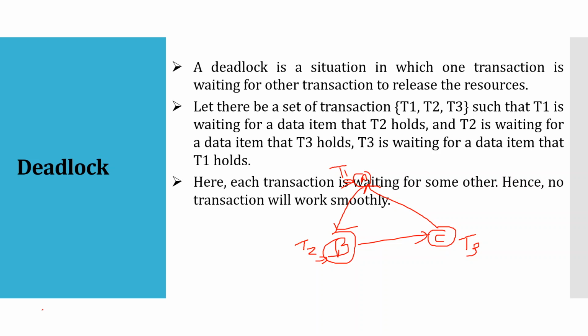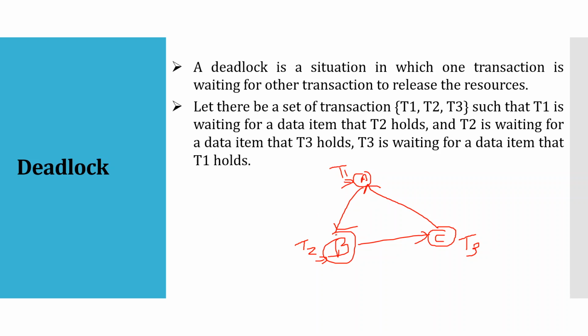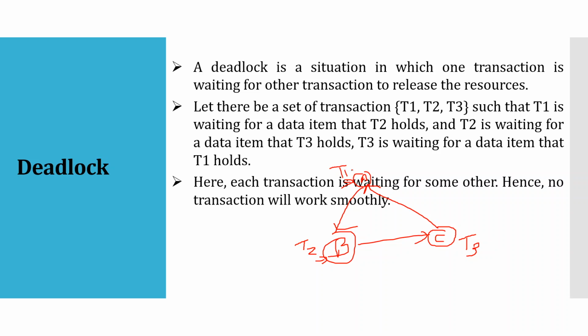So let's see. Here each transaction is waiting for some other transaction. Hence no transaction will work smoothly, right? Here T1 is waiting for B, that is T2. T2 is waiting for C, that is T3, and T3 is waiting for A, that is T1. So none of the transactions will progress. Clear with this, everyone?